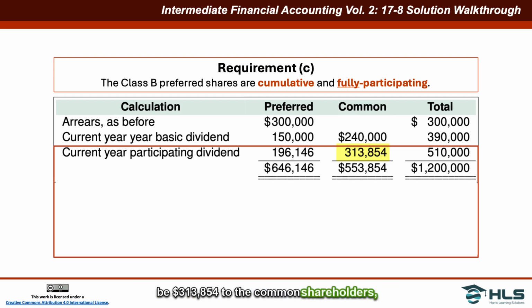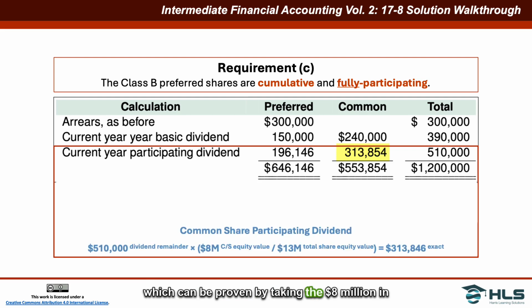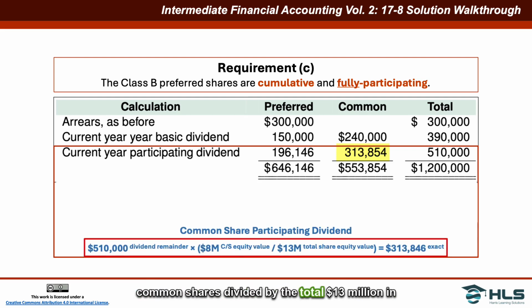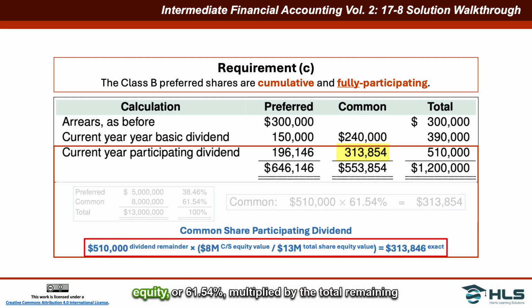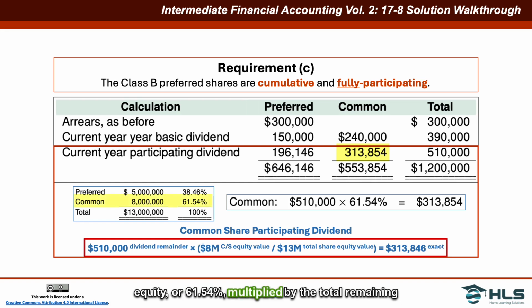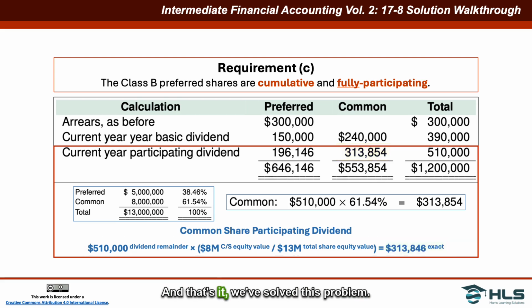The balance to make the total dividends work will be $313,854 to the common shareholders, which can be proven by taking the $8 million in common shares divided by the total $13 million in equity, or 61.54%, multiplied by the total remaining dividend of $510,000. The exact value would be calculated as the $510,000 multiplied by the 8 million common share value divided by the 13 million total share value, or 313,846 to be exact. These are small differences due to rounding and have no impact on the solution. And that's it. We've solved this problem.